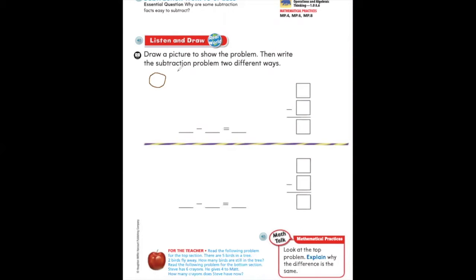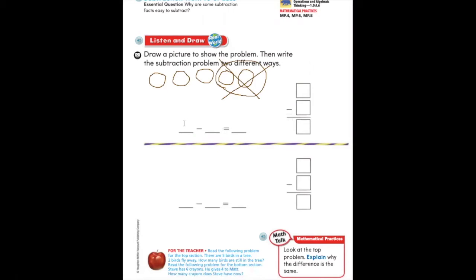It's possible that you drew 5 circles to represent 5 birds. And then you could have circled 2 of them for the 2 birds that fly away, and then cross out those 2 birds that fly away. This is one way you could have drawn the problem, but it's possible that you showed a different way, and that's okay. All that matters is that you're showing 5 in total with 2 birds flying away. Our next job is to write the subtraction problem in 2 different ways.